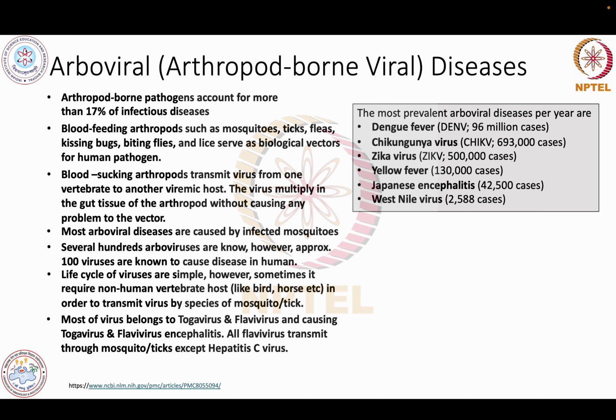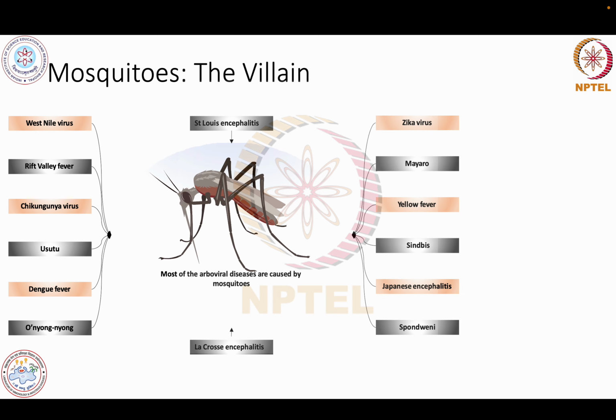Most arboviral diseases are caused by infected mosquitoes. Several hundred arboviruses are known, however, approximately 100 viruses are known to cause disease. The most prevalent arboviral diseases per year are dengue virus, chikungunya virus, Zika virus, yellow fever virus, Japanese encephalitis virus, and West Nile virus. Mosquitoes are the villain in carrying these pathogens, and most of these diseases are caused by mosquitoes.